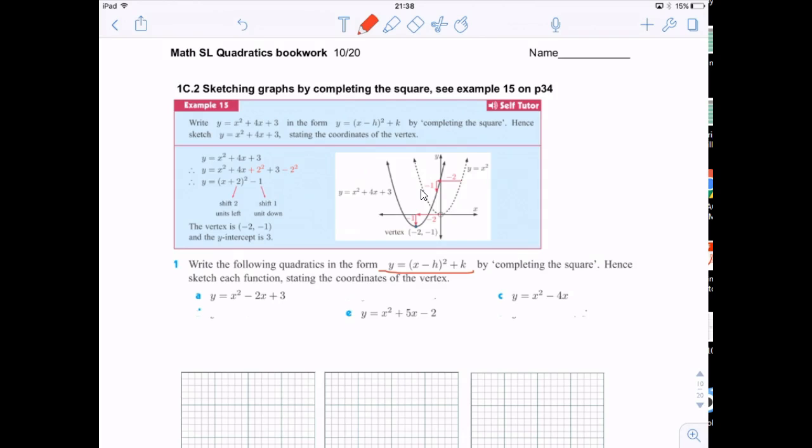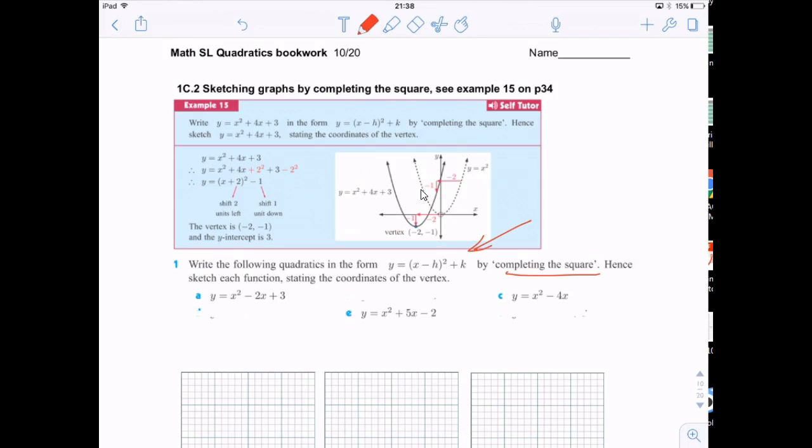Actually, the vertex form of the quadratic equation is a translations format of the equation, okay? And basically, what H and K do, H and K are translations to the left and right and up and down of the vertex, right? Because H and K are the coordinates of the vertex.